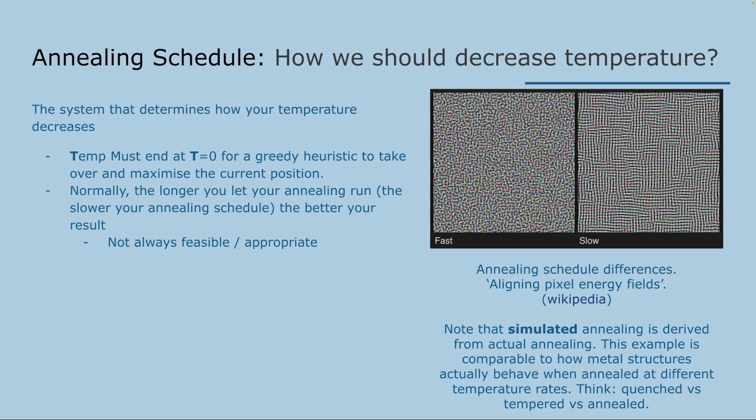So the annealing schedule. The annealing schedule is the maths and the algorithm that defines how we should decrease our temperature as we go along in the annealing process. So some dot points or main ideas of the annealing schedule is that our temperature must start at some value and then decrease to zero.